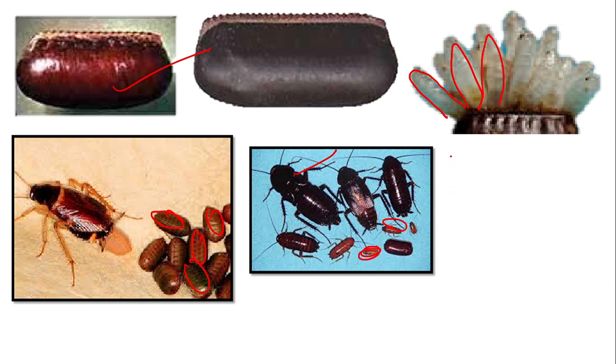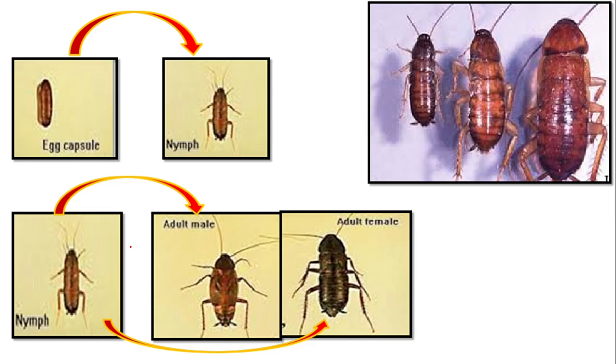Then it develops. How many? 13 molting will take place to form this. Here you can see it is releasing the ootheca. Okay, the female is releasing the ootheca. So egg capsule gets converted into the nymph. Nymph comes out of these egg capsules. Then nymph, either it will develop into the adult male or adult female, right?